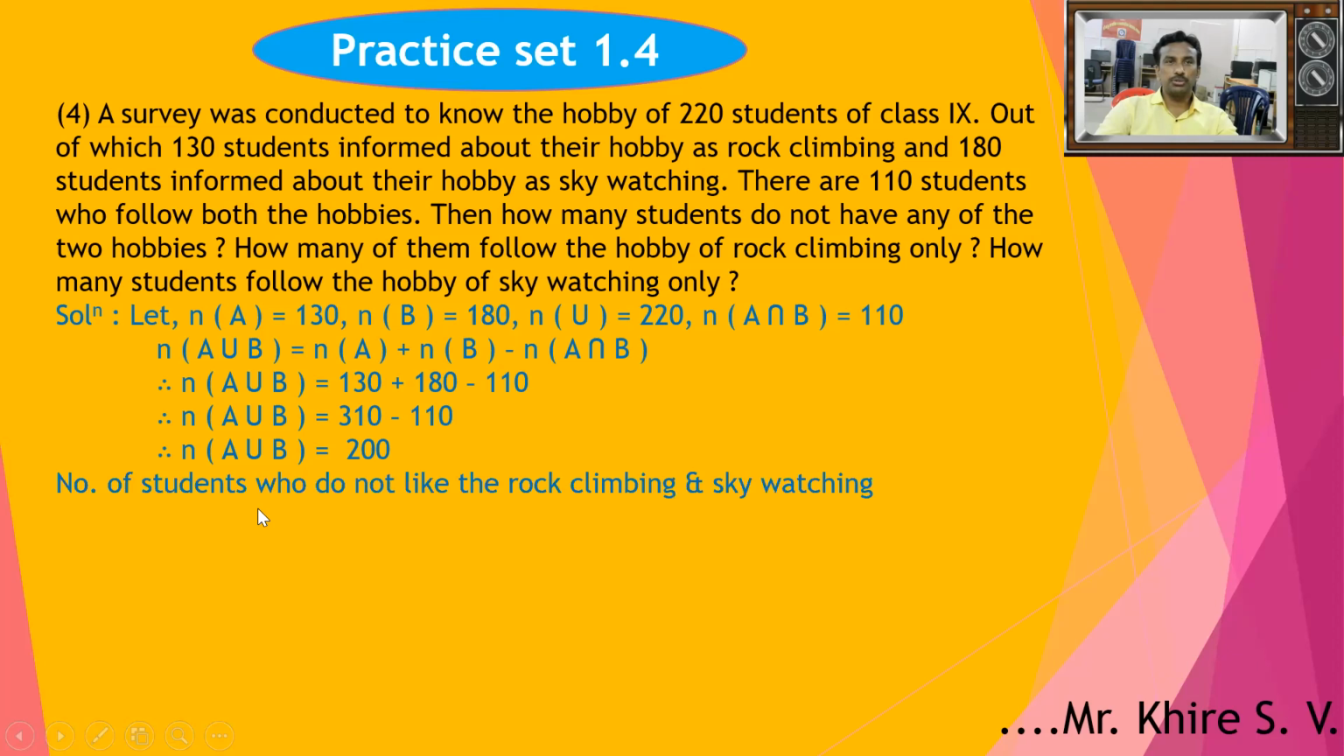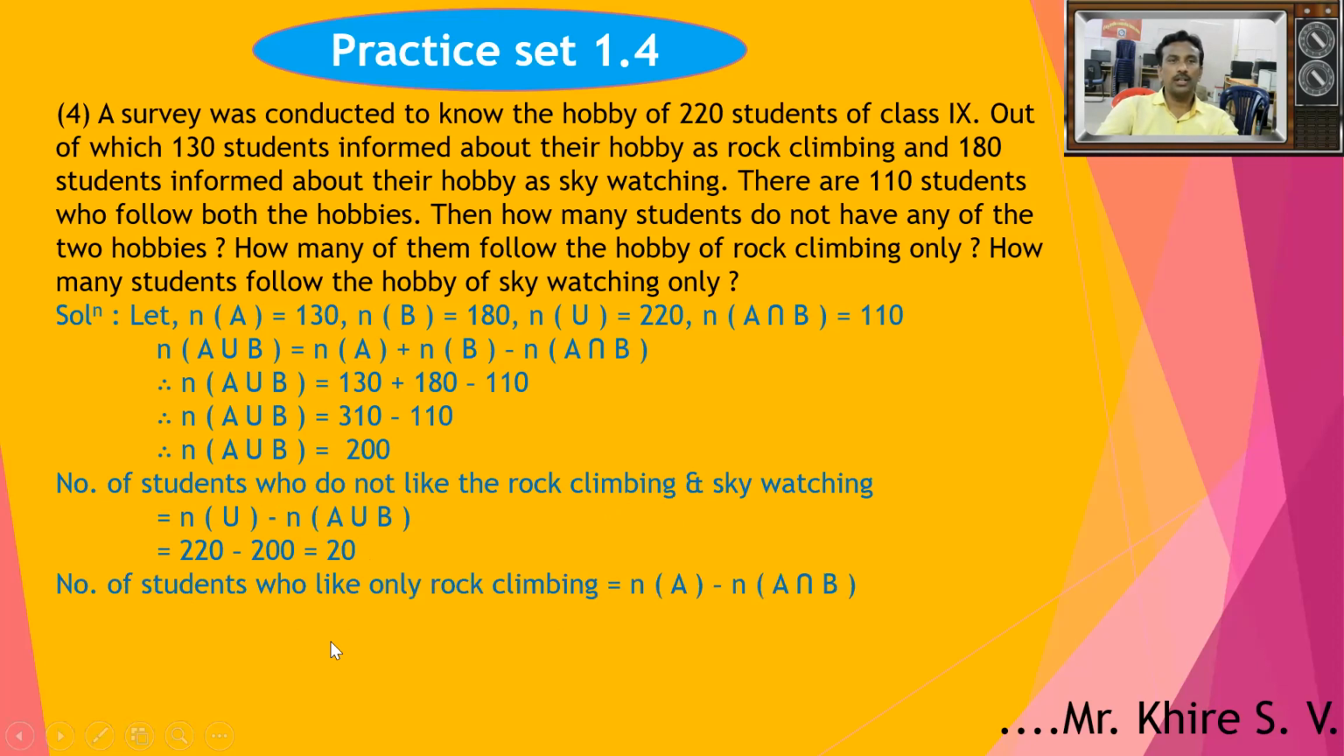Now, number of students who do not like rock climbing and sky watching is number of U minus number of A union B. The total number of students minus number of A union B is 220 minus 200, which is equal to 20. Means who do not like rock climbing and sky watching both, the number of students here is 20.